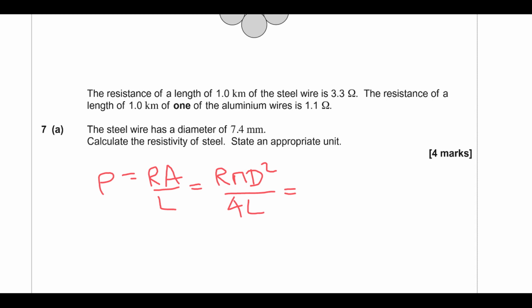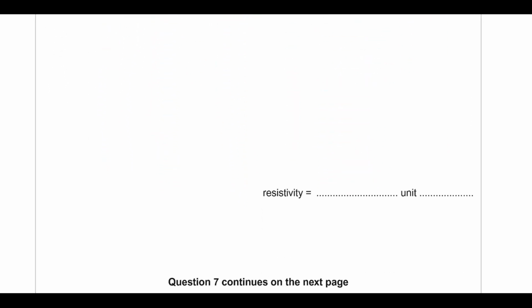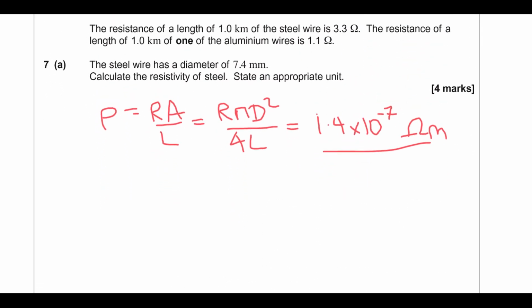giving us a value of 1.4 times 10 to the minus 7 ohm metres as the unit of resistivity. That seems very generous for 4 marks, but hey, you've got to take them as they give them to you.